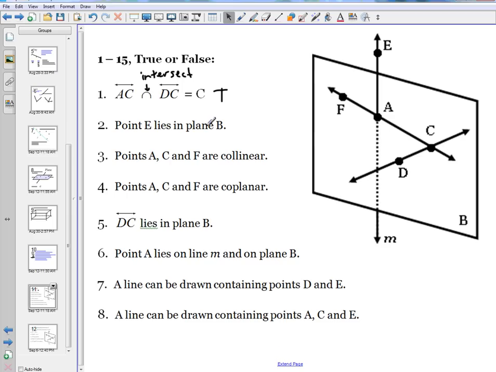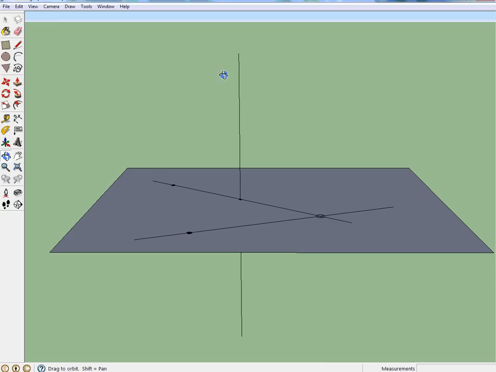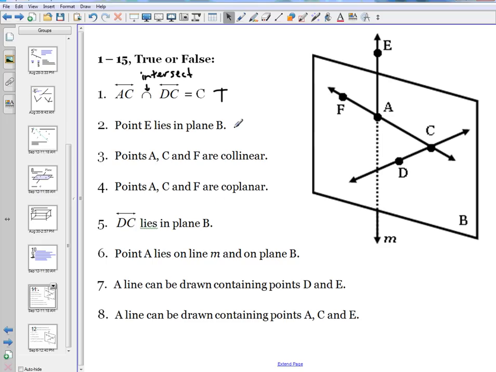Okay, back to our question. Point E lies in plane B. So E is up above here. That's going to be up on this line somewhere. Does it lie in this gray plane? The answer is no, it's up above the plane. So the number 2 would be false.